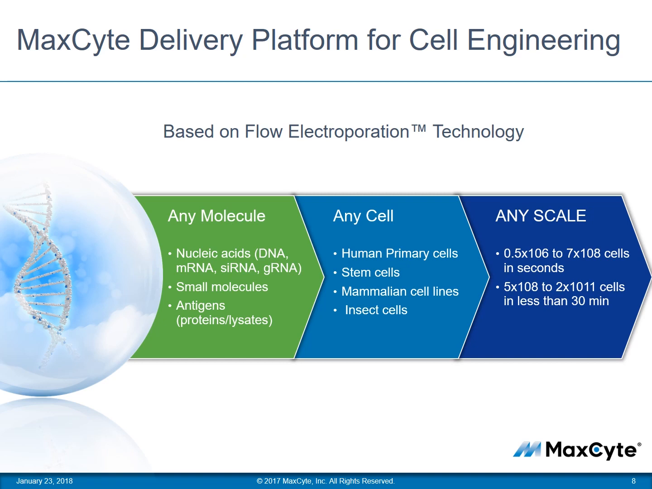We can efficiently load DNA, mRNA, siRNA, and even proteins into many different cell types. The technology can be used with a wide range of primary cells and cell lines, including insect cells. One of our technology's most unique features is scalability. We can transfect small numbers of cells by static electroporation, which takes only a few seconds. Large numbers of cells between half a billion and 200 billion cells can be transfected by flow electroporation.